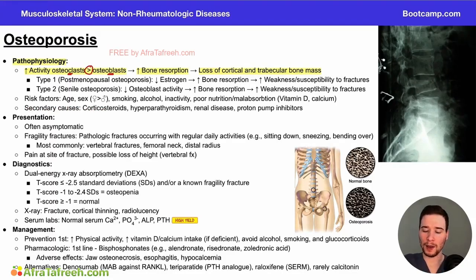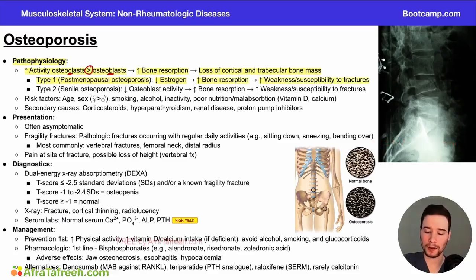When we think about it, there are two main types that we're going to run into. Type 1 is dealing with postmenopausal osteoporosis. This is kind of the classic presentation. We think about an elderly woman, she's 70, she doesn't exercise, maybe has low vitamin D levels, and these patients can have osteoporosis. They can fall and have a hip fracture. That's kind of the classic presentation here. And this is due to a decreased estrogen level as we age. Decreasing estrogen ultimately increases bone reabsorption, which leads to increased weakness and susceptibility to fractures.